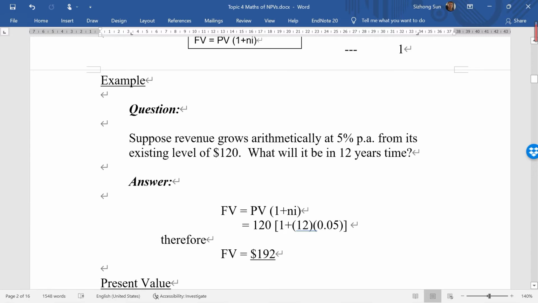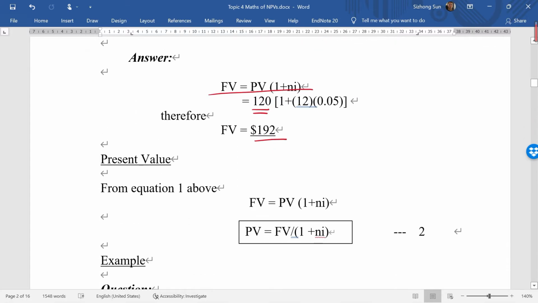Alright, let's look at examples. Suppose revenue grows arithmetically, linearly, at 5% per annum from its existing level of $120. What will it be in 12 years' time? So apply this formula. Future value will be present value 120 times 1 plus n, 12 years, times the growth rate, which is roughly $192.